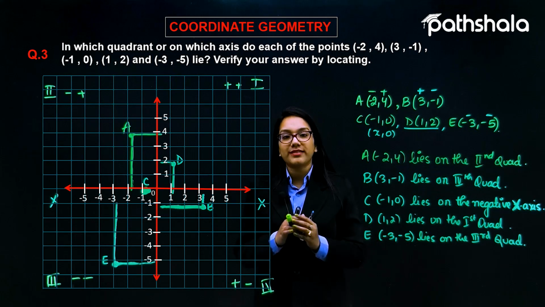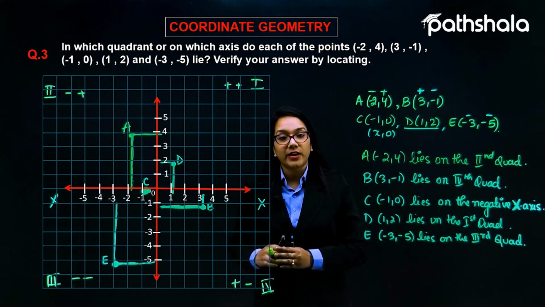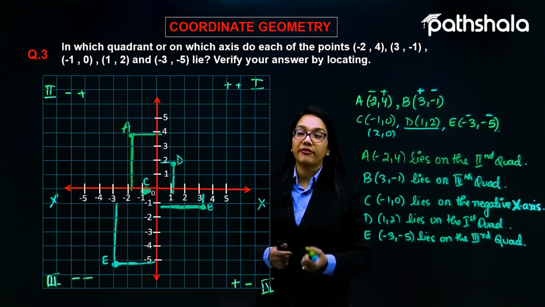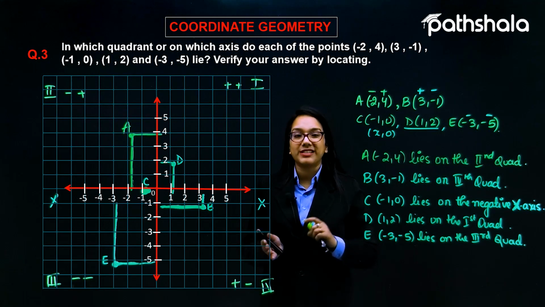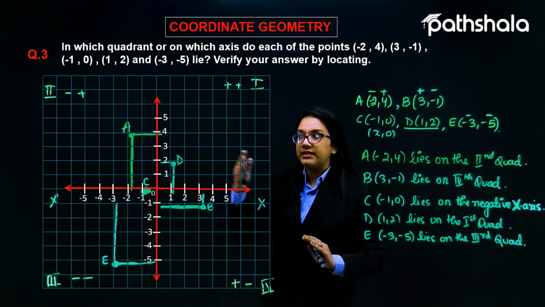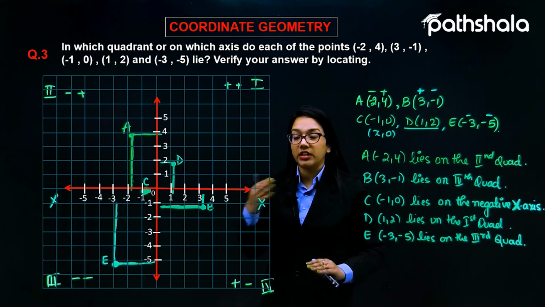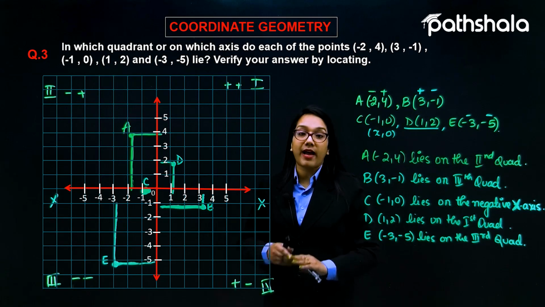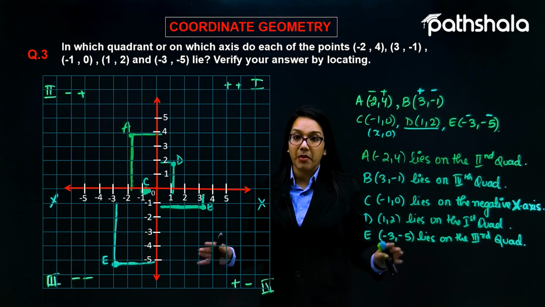So this is all about locating or finding out in which quadrant all such coordinates lie. So always remember the sign conventions of the different quadrants: in the first quadrant we have both abscissa and ordinate positive, in the second quadrant we have negative and positive, in the third we have negative and negative, and in the fourth we have positive and negative. So this is all about question number 3.